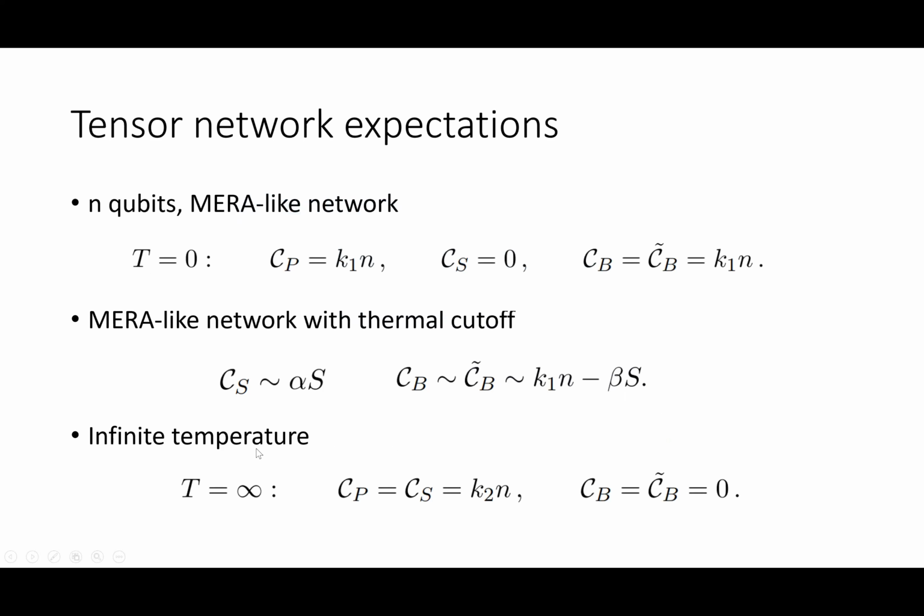And then you can also think about infinite temperature, which is kind of the opposite extreme limit. There, the purification and spectrum complexity are the same because the state is just the maximally mixed state. So the only state with the same spectrum as that is itself. So it's proportional to the number of qubits, and then the basis complexity is 0 because there's no basis to change to. All the bases are the same.